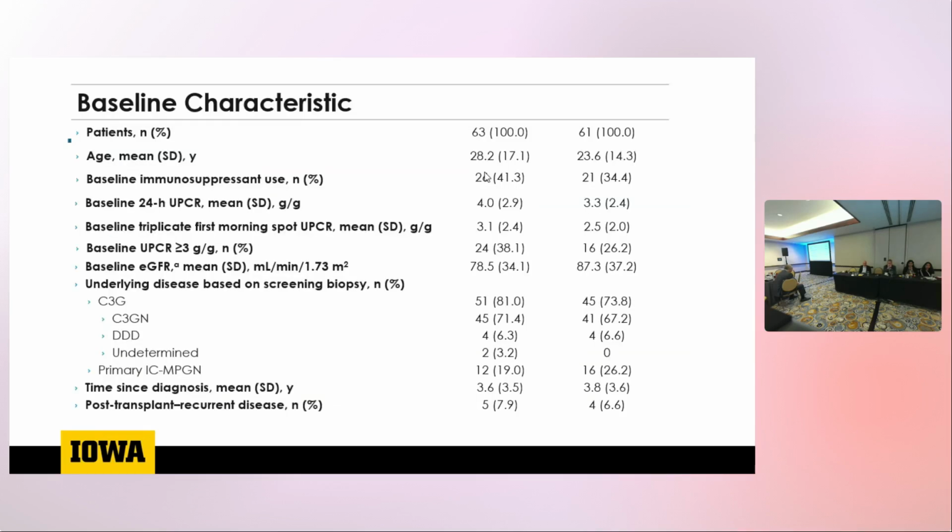Here are the basic baseline characteristics, and I'll only point out to you that, again, fairly close across the board, if you will. Importantly, you might want to focus in on that there were 12 and 16 immune complex MPGN patients there. The DDD versus C3GN patients were fairly balanced. And just to be complete, it was only 9 transplant patients, but 9 transplant patients is better than 0 transplant patients.